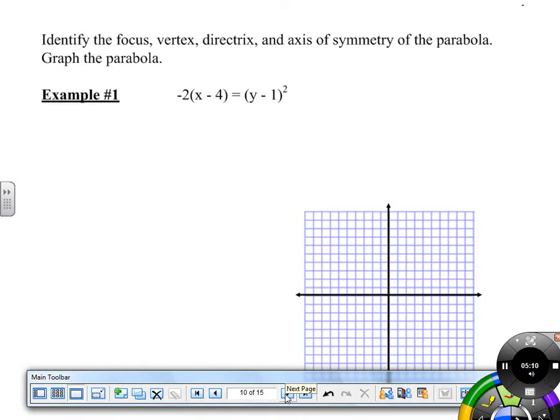So we see here an equation. How we can tell this is a parabola is that one variable is squared and the other is not. When I see that it is the y that is squared, this should give you an indication of which form of the equation you want to use.